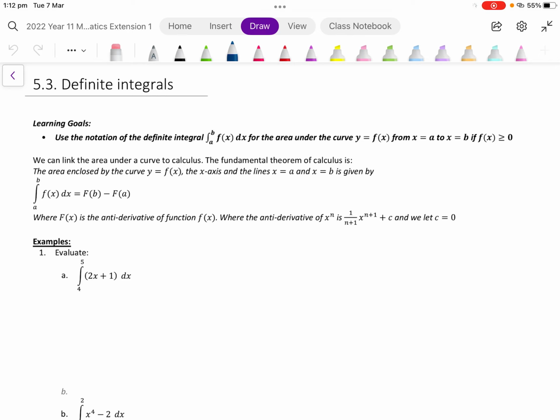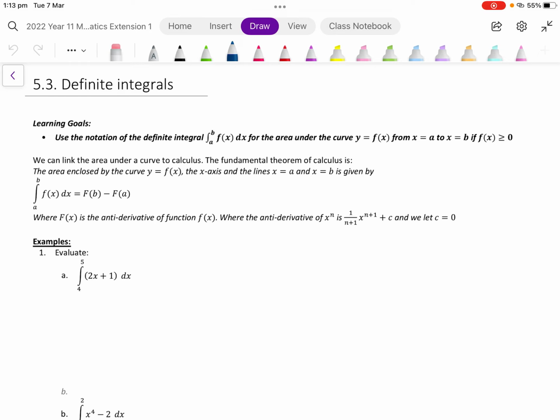So we're using the notation of the definite integral, the integral from a to b of f(x) dx, for the area under the curve y equals f(x) from x equals a to x equals b, if f(x) is greater than or equal to 0.